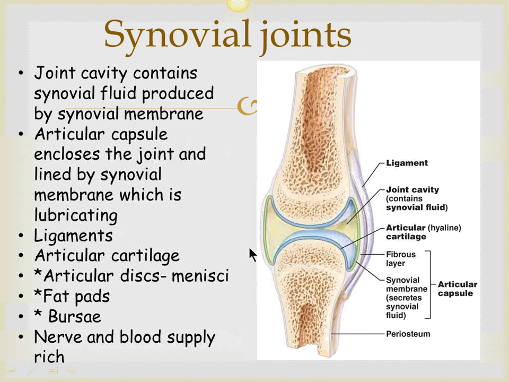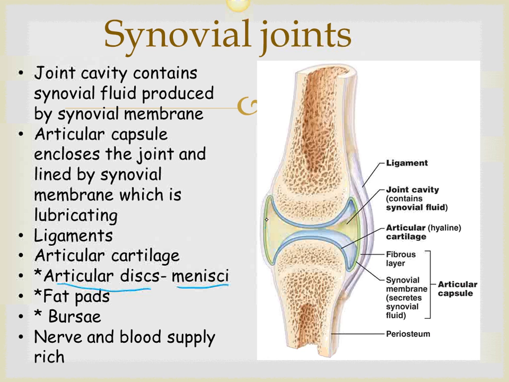Now, in some synovial joints, you have fibrocartilaginous pieces, or what are called discs. These are called articular discs because they are present inside a joint, or in the knee, these are known as menisci. So what are these articular discs or menisci? These are fibrocartilaginous bits which are present inside the joint.